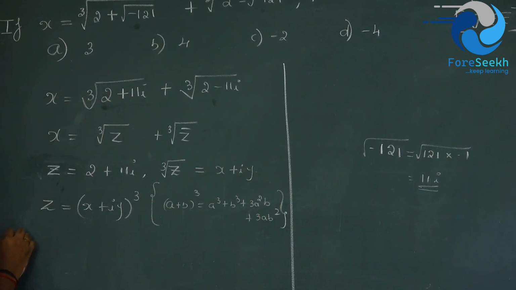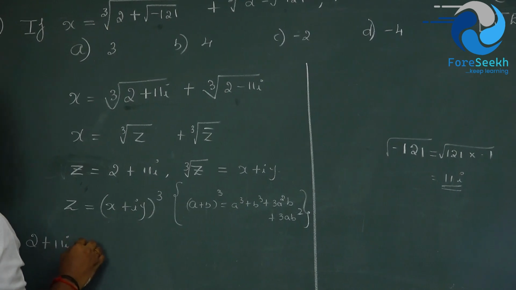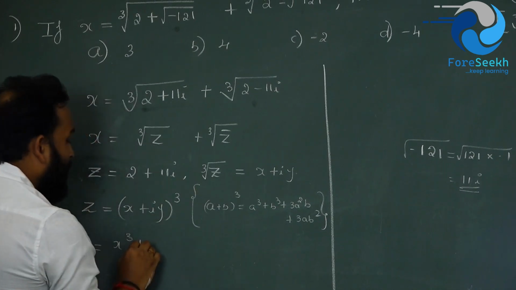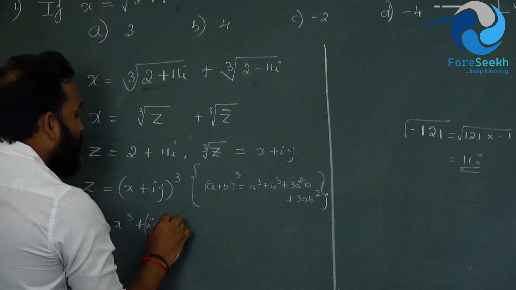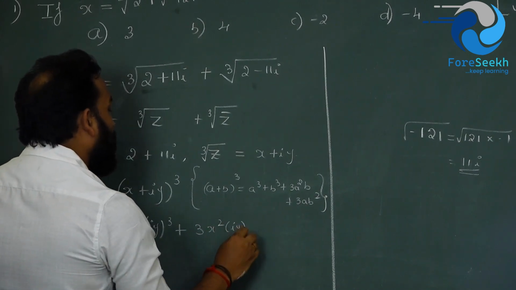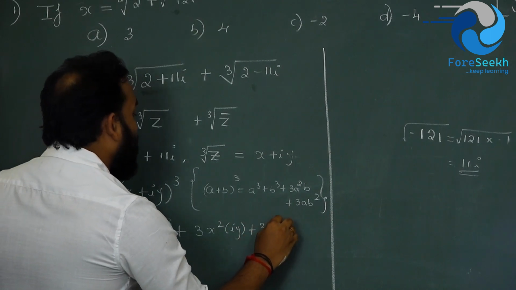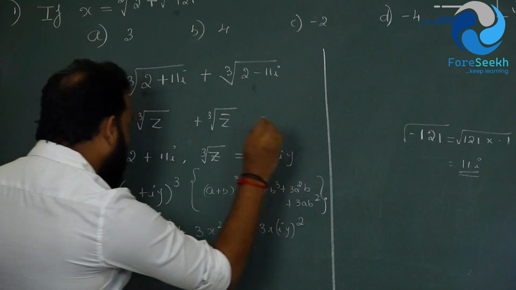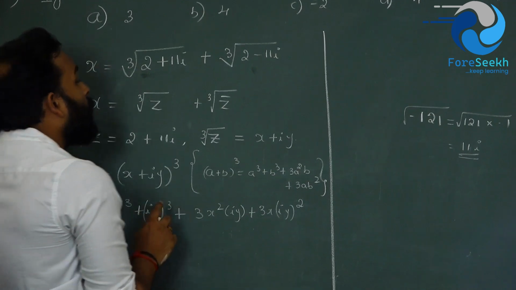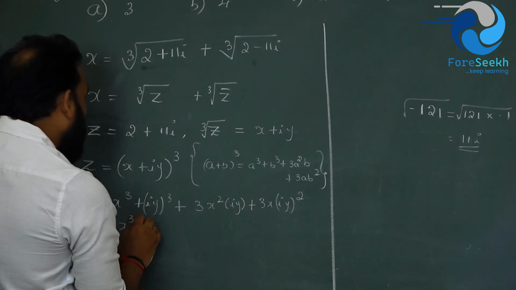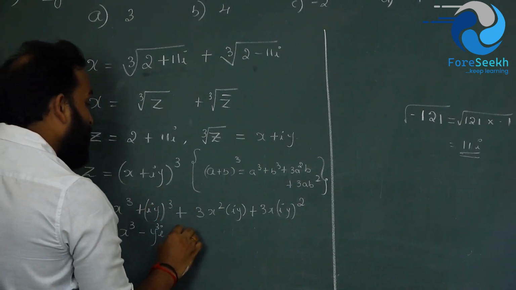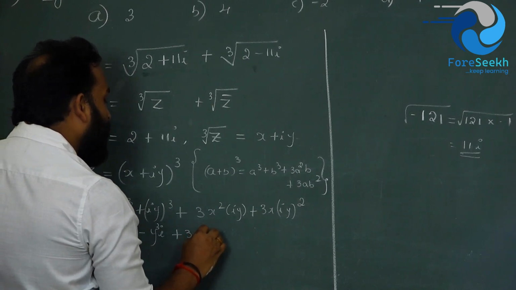So if I am using this, let us substitute 2 plus 11i in the place of z, and here it becomes x cube plus iy the whole cube plus 3a square becomes 3x square into iy plus 3x into iy the whole square. Let us substitute the value. We know the powers of iota. Now if you notice, i cube is minus i. So I will write x cube minus y cube i plus 3x square y into i.